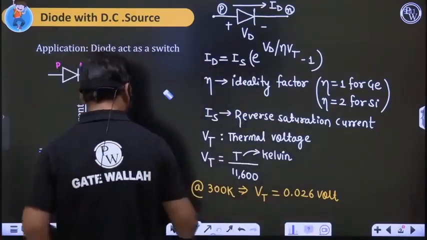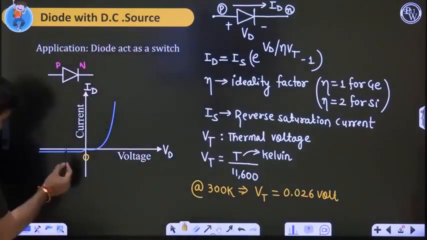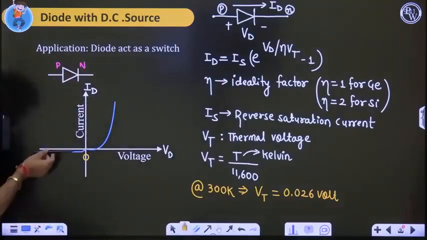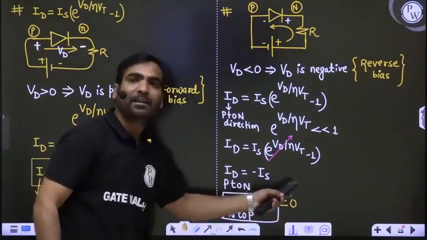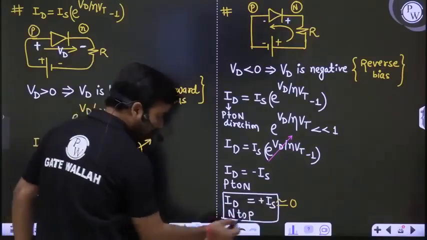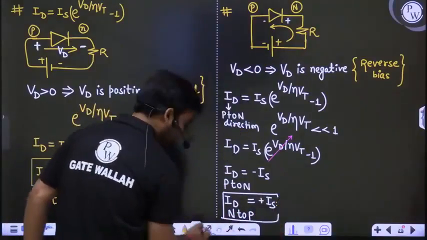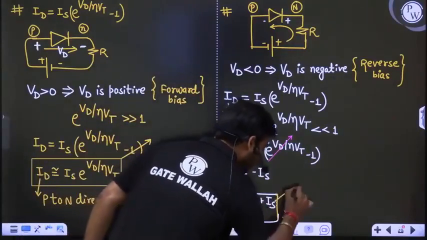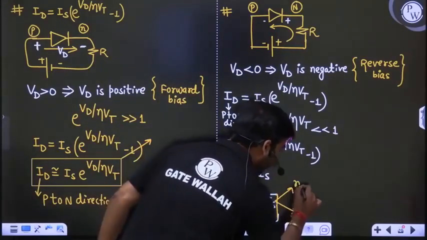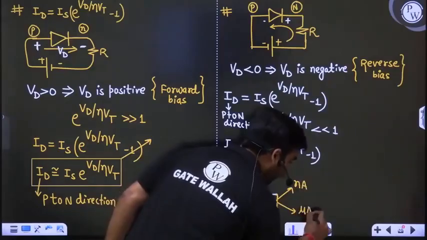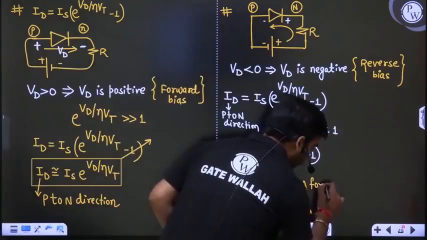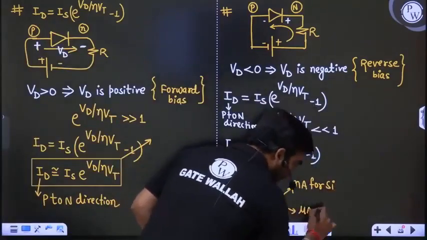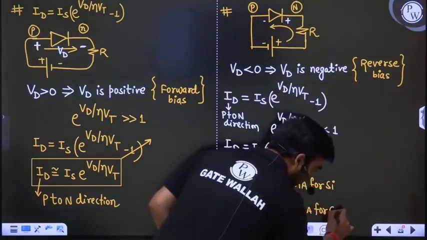Now, during plotting, this current is very small because this is very near to the horizontal axis. And this current value is Is, and that Is is negligible, very small. This Is current is in the nanoampere range or microampere range. It is in the nanoampere range for a silicon diode, and in the microampere range for a germanium diode.